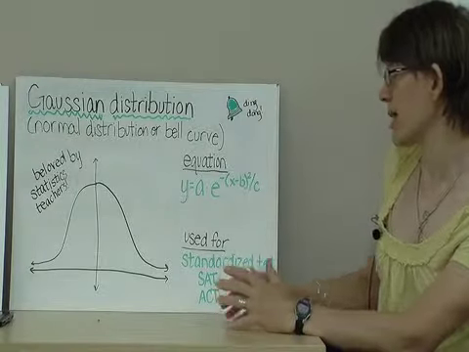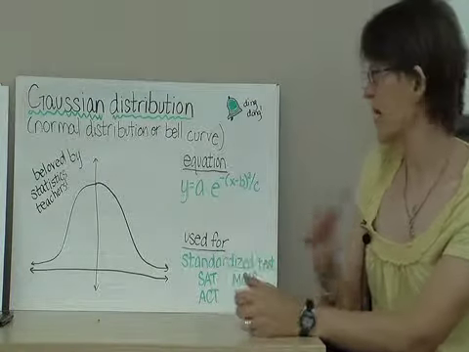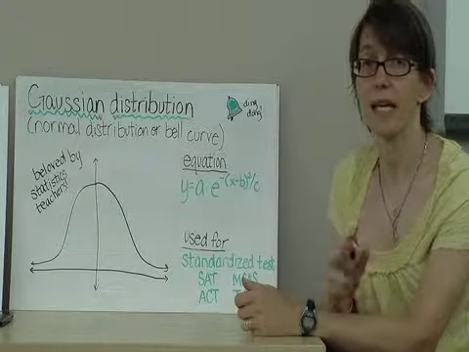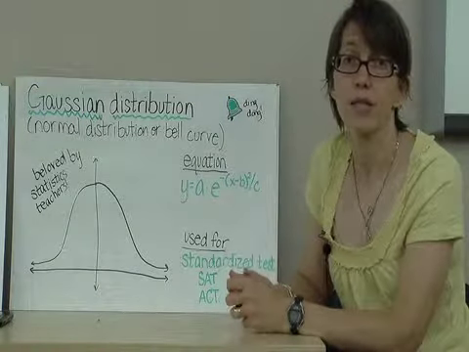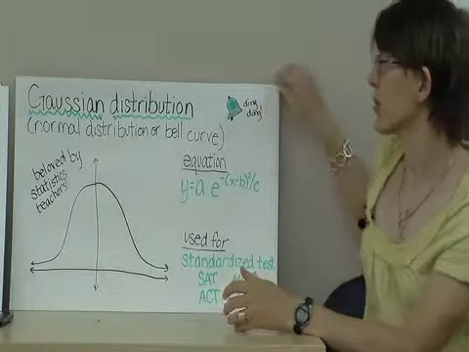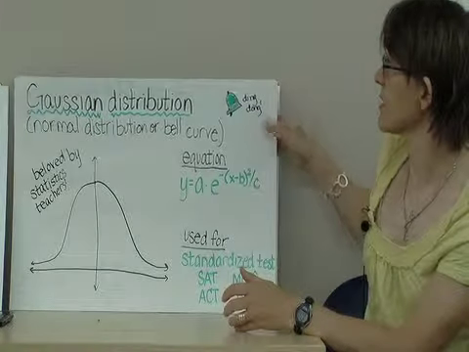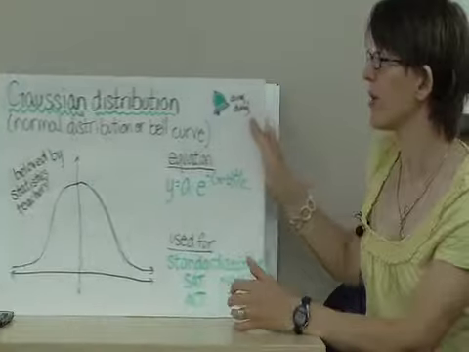It's used all the time for standardized tests. SAT, MCAS, ACT, IQ tests, they all use this Gaussian distribution, and it's a critical part of statistics. So when you hear the bell curve, now you know what it looks like.